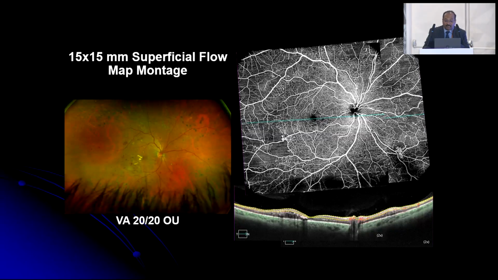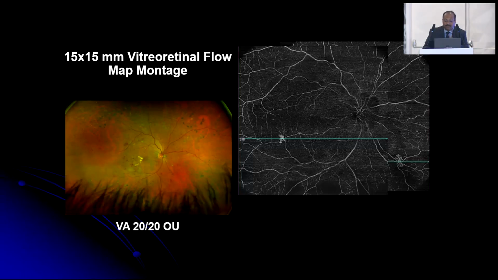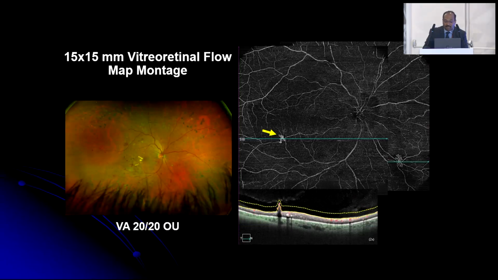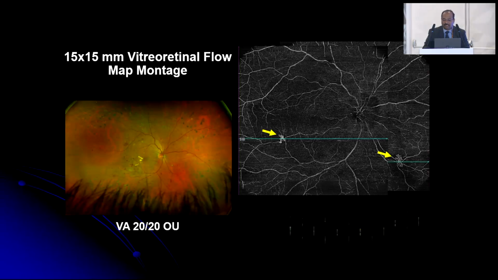And you see this non-perfusion, and when you go from the superficial flow to the vitreoretinal flow, you see a small area of neovascularization also being highlighted here. And when you do the wide field OCTA, you see that it corresponds very well to a little tuft popping up above the ILM, which tells you that this is a new vessel, and you can see that here also.